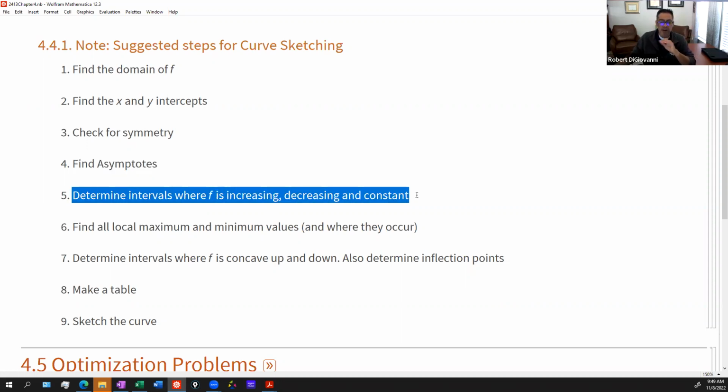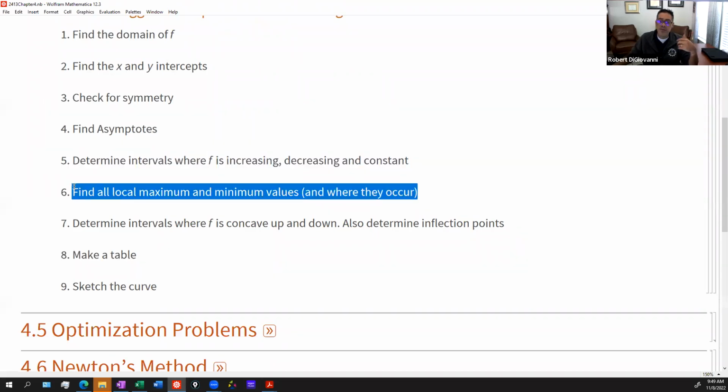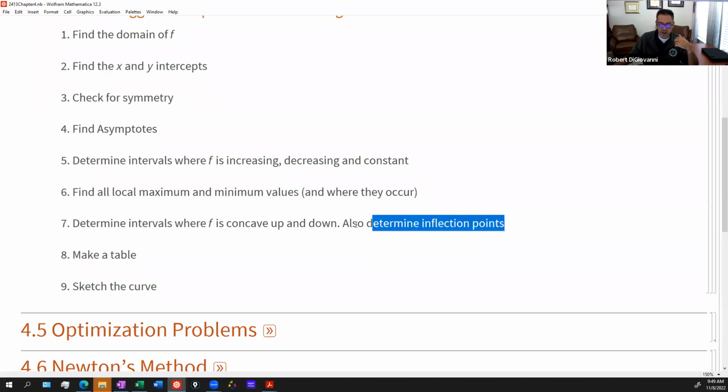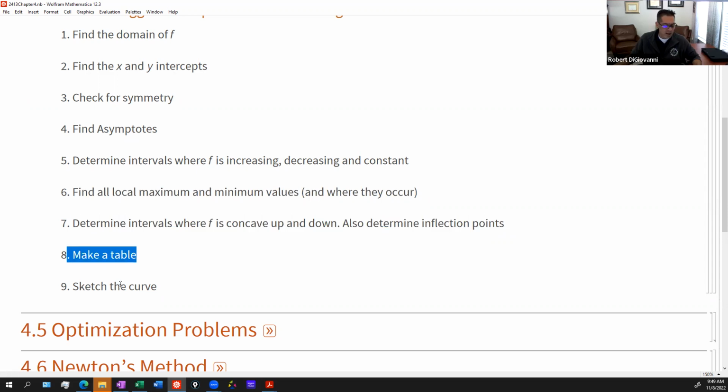Step 5, we figure out where the function is going up and down or where it might be constant. That's what we've just been doing. We find any local maximums and minimums. That's what we were just doing. We figure out where we have inflection points, and that means we're going to have to figure out where the function is concave up and concave down. And then we somehow put all this information together in a table, and then we draw the curve. Right? That's what we do.